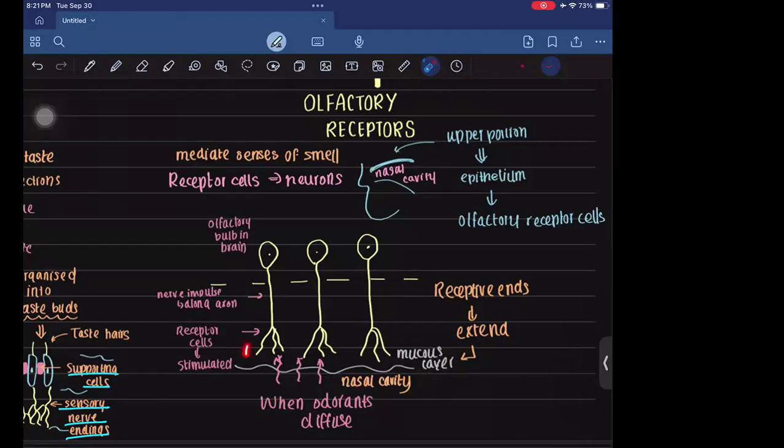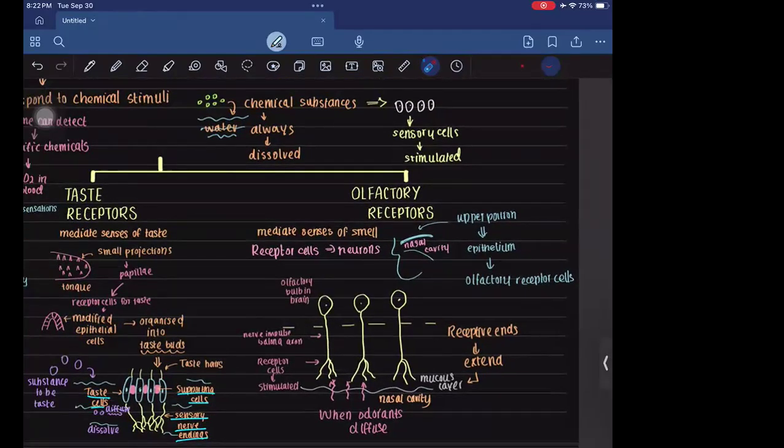Then once the receptor cells get stimulated, a nerve impulse will get generated along the axon. This nerve impulse will ultimately be transmitted to the olfactory bulb in your brain. So that is how your brain detects what type of smell it is, whether it is a fragrance or a bad smell, whether you have to turn away, keep smelling, or close your nose. It transmits the information to your olfactory bulb to decide what you should do next. So this is about olfactory receptors.